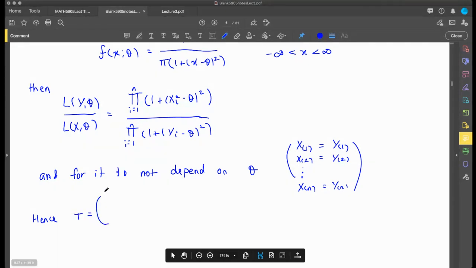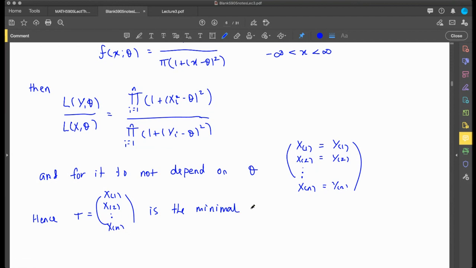Hence the statistic T, which is now my n order statistics, x1, x2, up to xn, ordered from smallest to largest, is the minimal sufficient statistic. But it's exactly the same sample size as my observations to begin with, so we haven't done any data reduction at all. No data reduction is possible in this example for the case of the Cauchy distribution. The dimension of my minimal sufficient statistic here is equal to the sample size, so virtually no data reduction is possible at all.